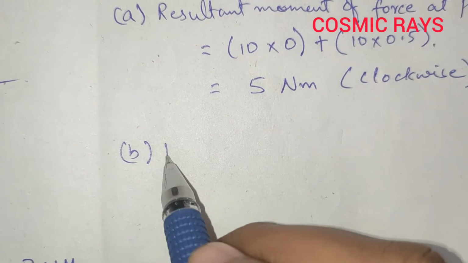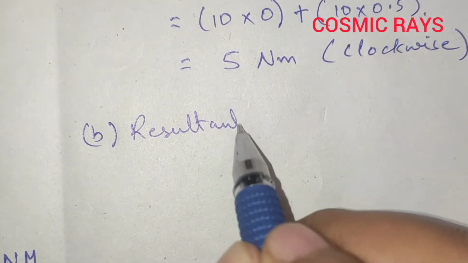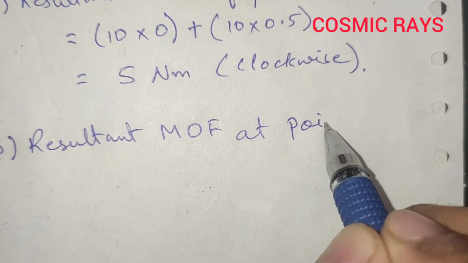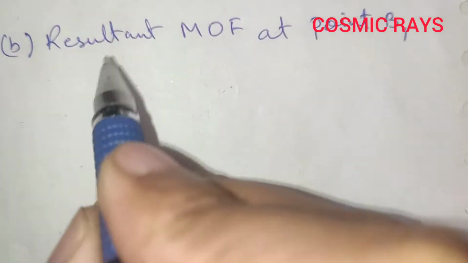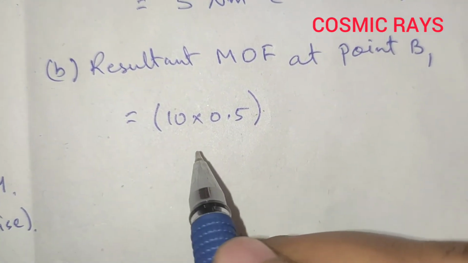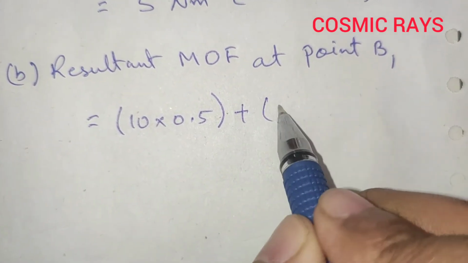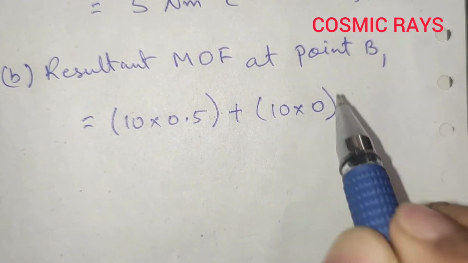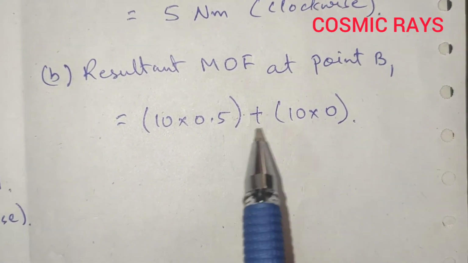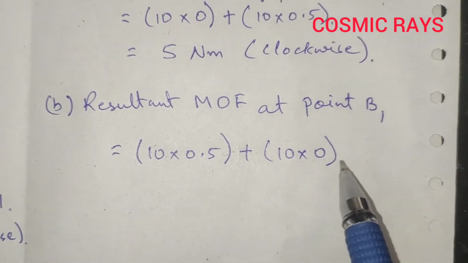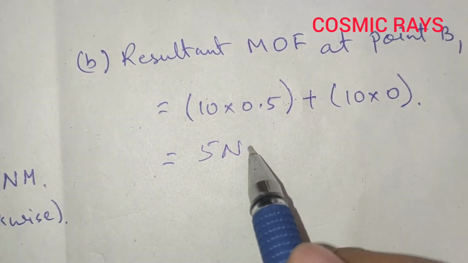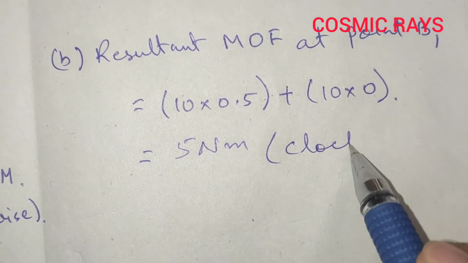So the resultant moment of force at point B will be 10 into 0.5 for A, plus 10 into 0. Sorry, from A the distance of B is 0.5 and the perpendicular distance from B will be 0. So again that comes to 5 Newton meter clockwise.